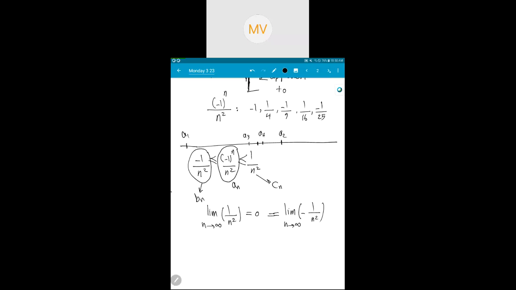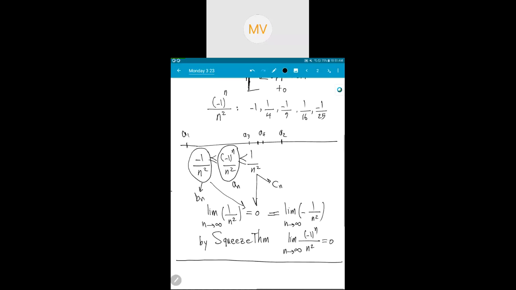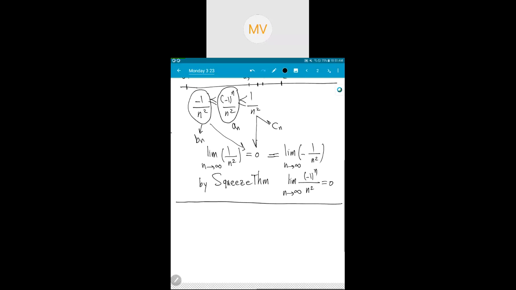So the two middle ones approach 0. Sorry, not the two middle ones, the two outer ones approach 0. That means, by squeeze theorem, the limit of negative 1 to the n over n squared is 0 as well as n approaches infinity, right? So that's that.